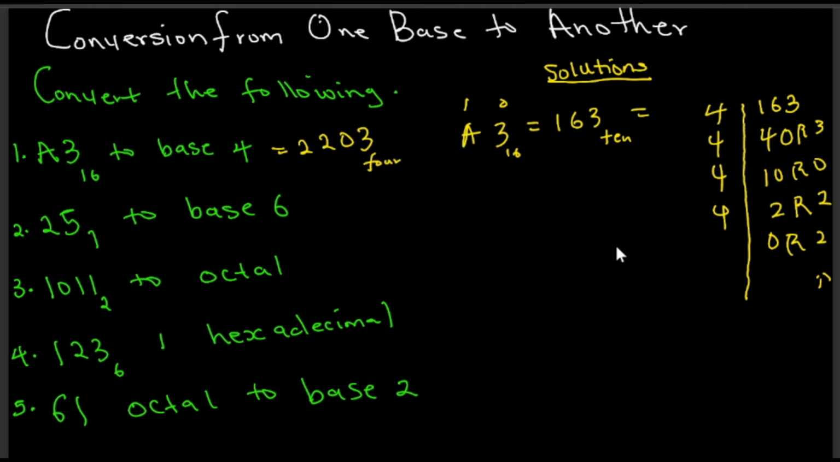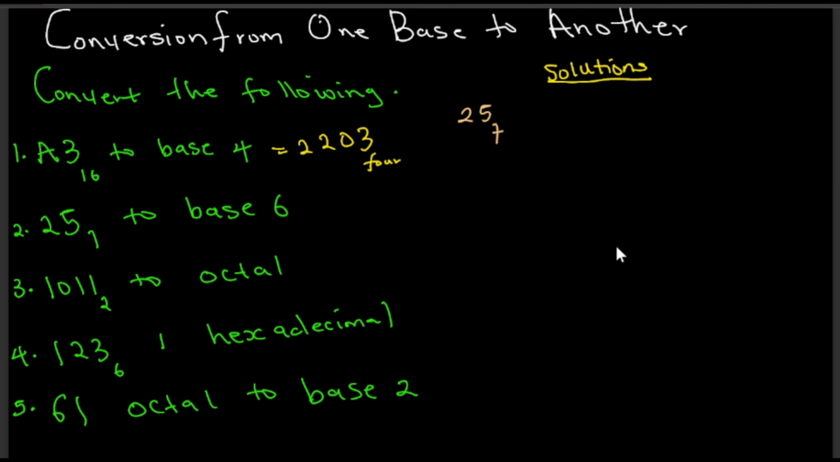Okay, so that's how you convert it. So let's go to the next one too. Convert 25 base 7 to base 6. Right, I'll wipe this off. So the first thing we need to do is to convert 25 base 7 to base 10. So we give them powers 0, 1.